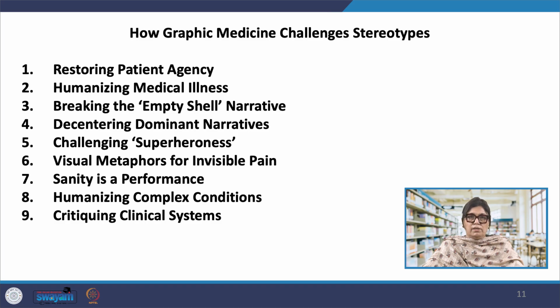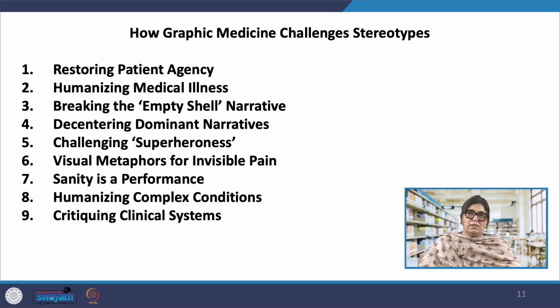Memoirs like Rachel Lindsay's RX challenge the rigid binary of sane and insane by depicting normalcy as a performance polished by social and medical institutions. Humanizing complex conditions: works such as Kate Cooks' The Way She Feels provide rare, honest insight into misunderstood conditions like borderline personality disorder, in short BPD, making them feel less scary or taboo.